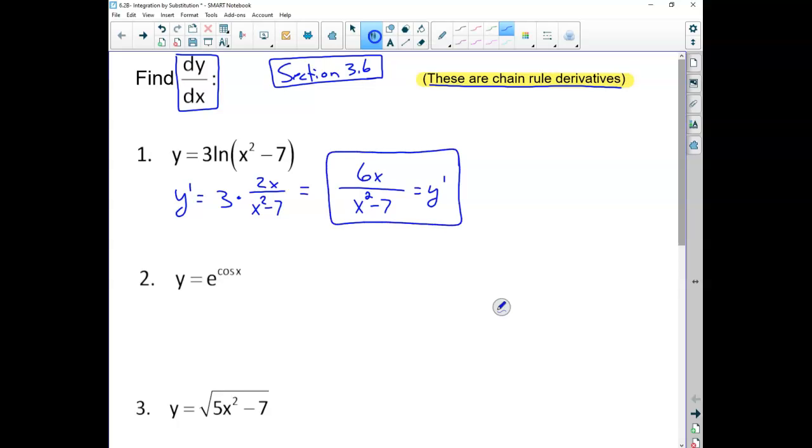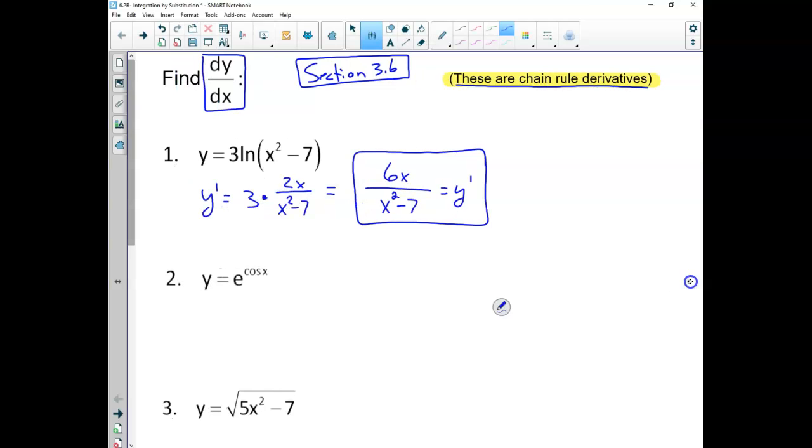That's what you should get for the first one, because remember, I have a constant, so I have my 3 times the derivative of my natural log. And remember, the derivative of the natural log is the derivative of the inside over the inside, so the derivative of x squared minus 7 is 2x over x squared minus 7, and then I put it all together to simplify my equation. How about number 2?